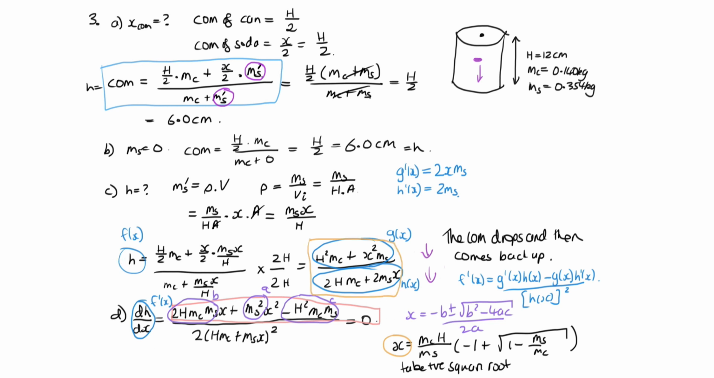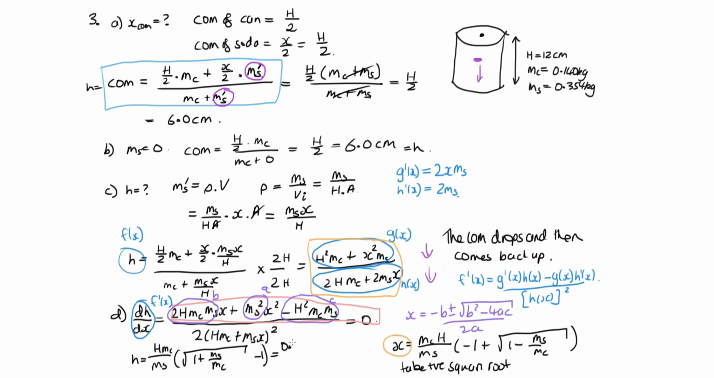And when we do that and simplify, we end up with h is equal to h times the mass of the can over the mass of the soda times the square root of 1 plus the mass of the soda over the mass of the can, minus 1. And then we've got numbers for all these things, so we can substitute in.